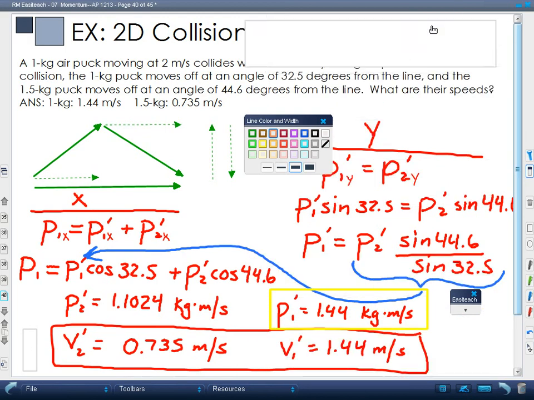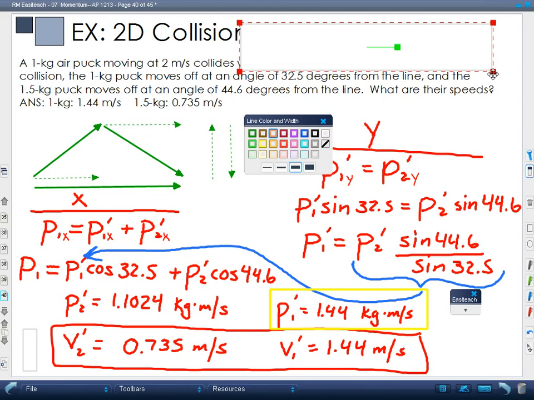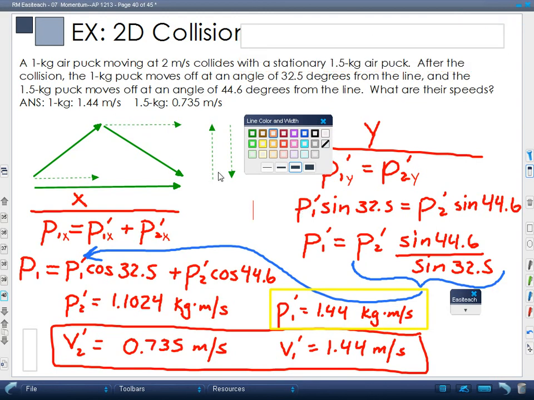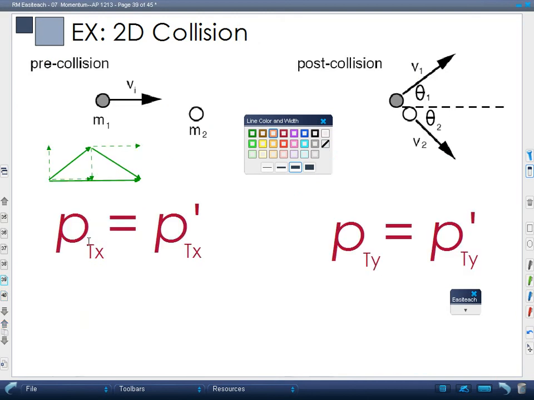So to summarize, don't lose the forest for the trees. Remember, I took a pseudo-geometric and algebraic approach, a hybrid of the two. It's all based on the fact that P total x equals P total x prime, and P total y equals P total y prime.